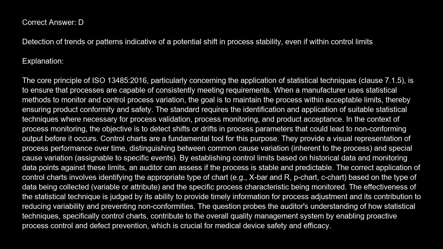The correct application of control charts involves identifying the appropriate type of chart, e.g., X-bar and R, P-chart, C-chart, based on the type of data being collected, variable or attribute, and the specific process characteristic being monitored. The effectiveness of the statistical technique is judged by its ability to provide timely information for process adjustment, and its contribution to reducing variability and preventing nonconformities.